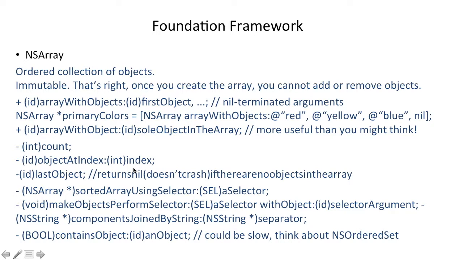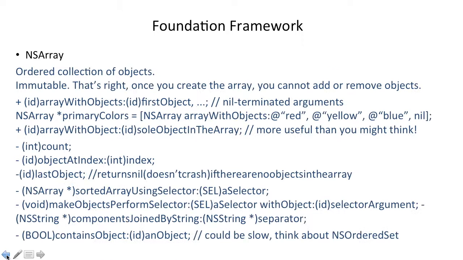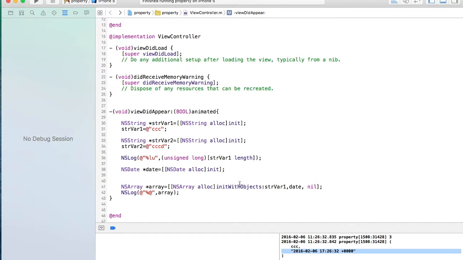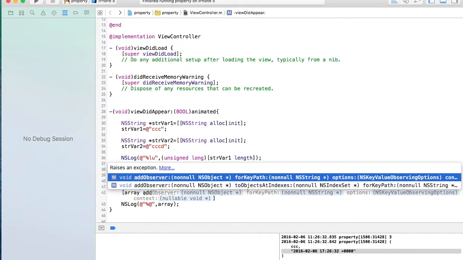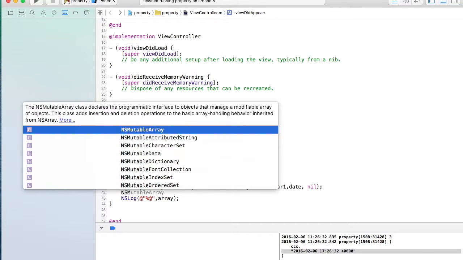But one issue with NSArray is that you can't change it. So once you say initWithObjects, you cannot call the method addObject on the array, so there is no addObject. Once you have made an array, it is fixed now. It will not keep on increasing. You can't change the size of the array, or remove objects from the array. So they came up with this new idea of NSMutableArray.